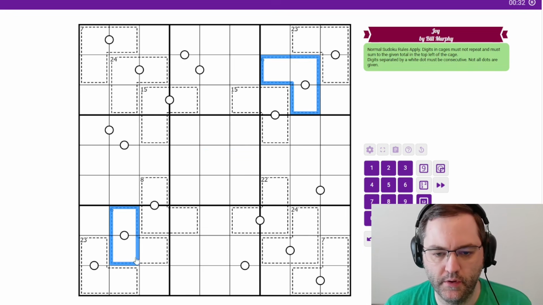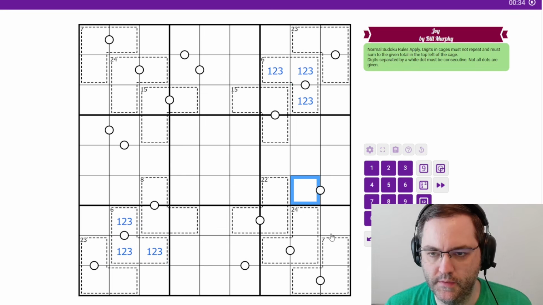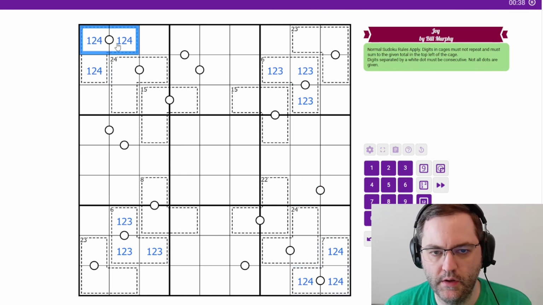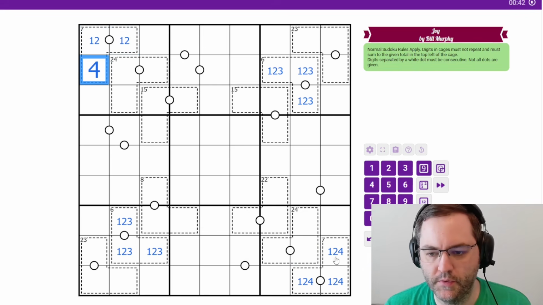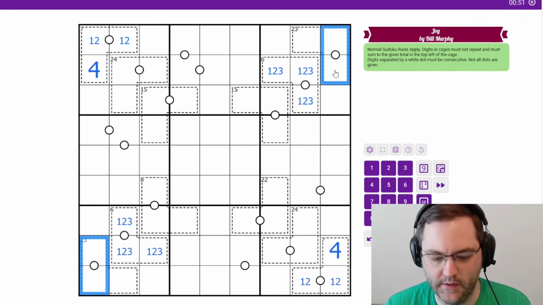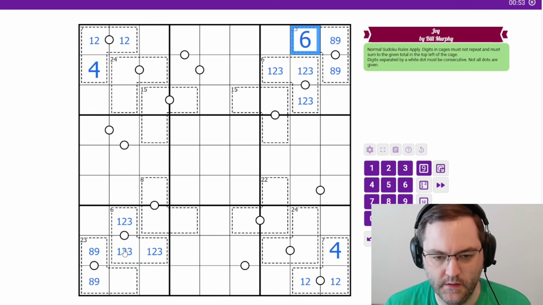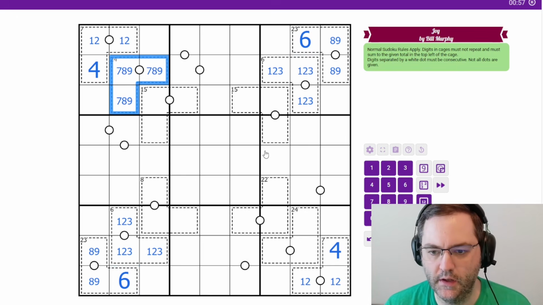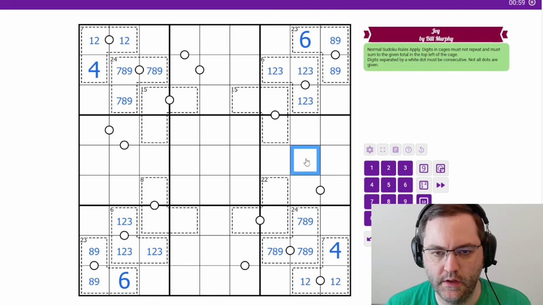So we're going to start with our minimums. 1, 2, 3 must be the 6, and then 1, 2, 4. Now here we have a white dot, and 4 is not consecutive to 1 or 2, so it must go here, and same down here. 23 is 6, 8, 9, and we're going to have the same sort of thing. 6 is not consecutive. And so the 6 is placed in both of those.